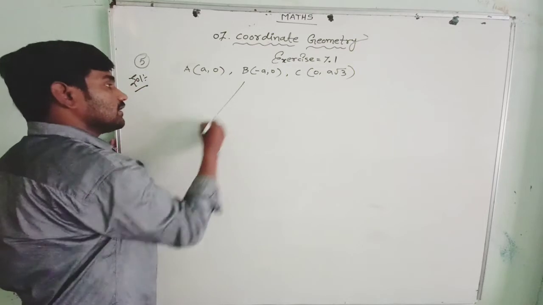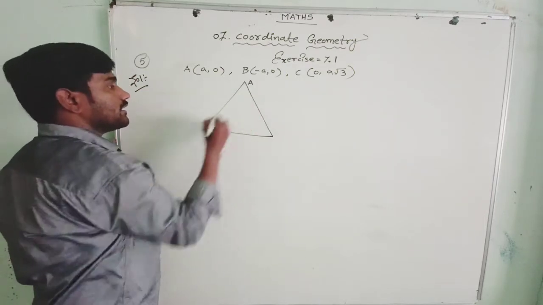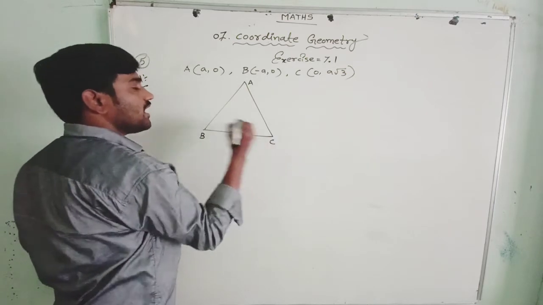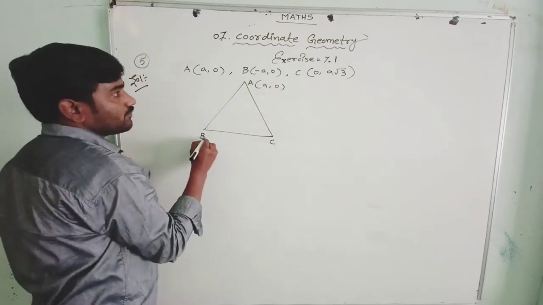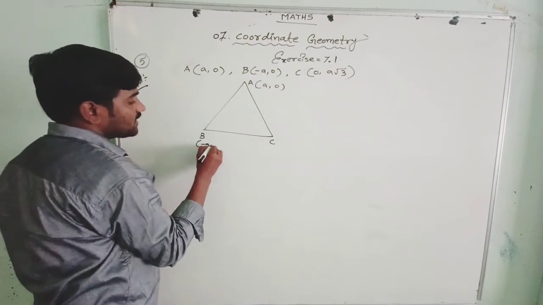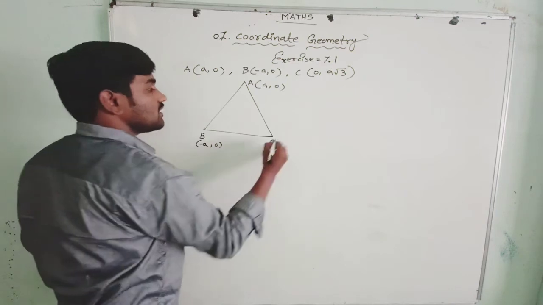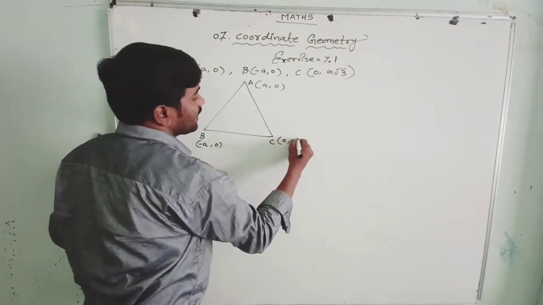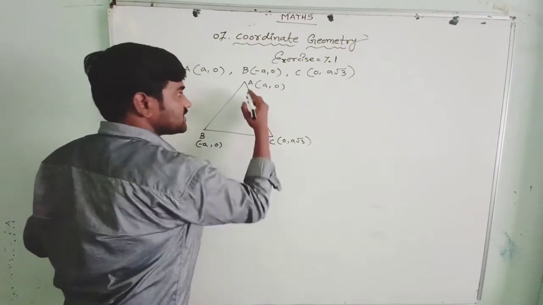So let us draw a triangle A, B and C. Here A point is a comma 0, B point is minus a comma 0, and C point is 0 comma a root 3. Let's find out the distance of AB, BC and AC.